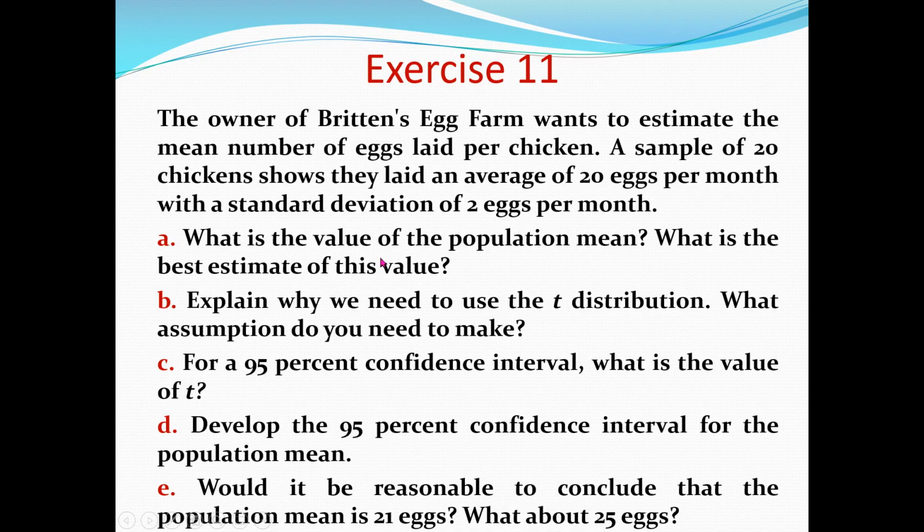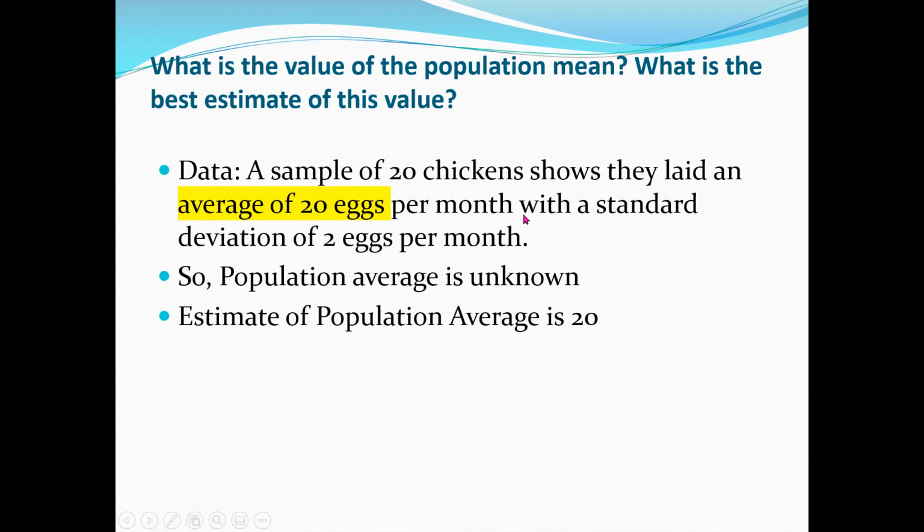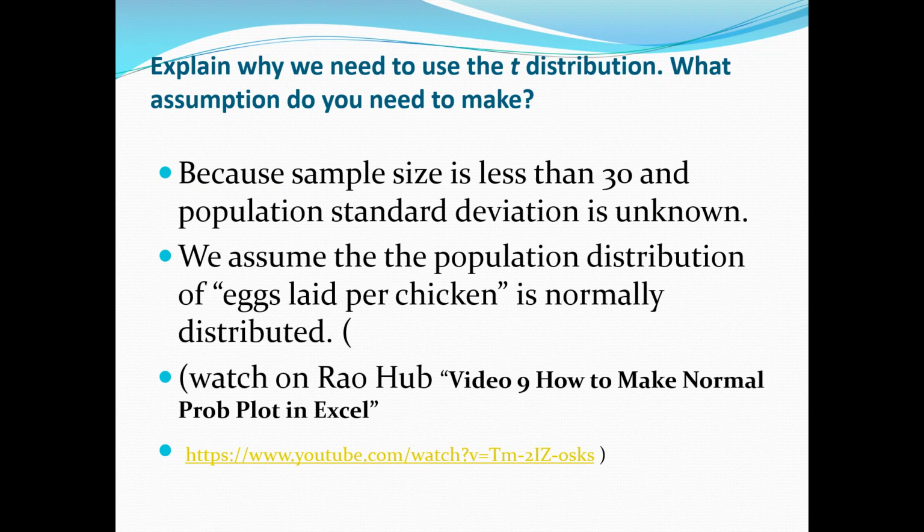Part A says, what is the value of the population mean, what is the best estimate of this value? So you can see that the population mean, or the population average number of eggs, is unknown, and its best estimate is the sample average, which is 20. So we have data of 20 chickens and the average is 20, so the estimate of the population average is 20.